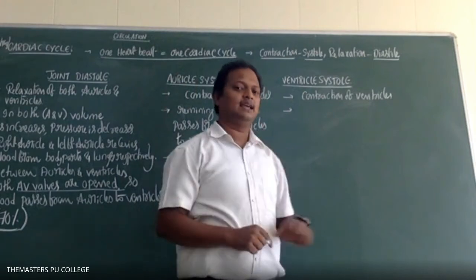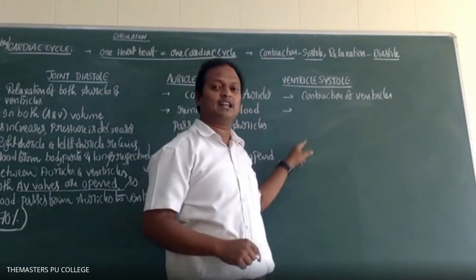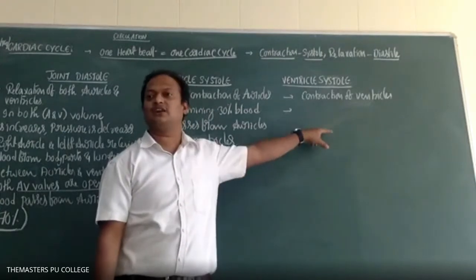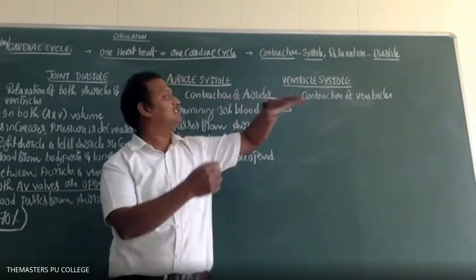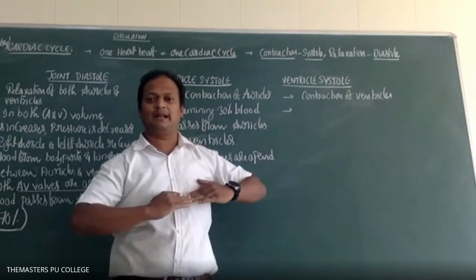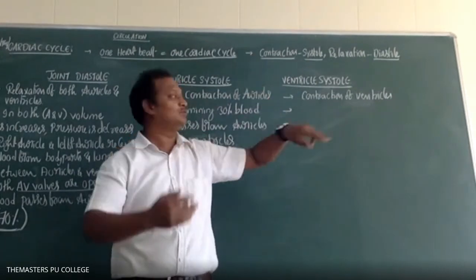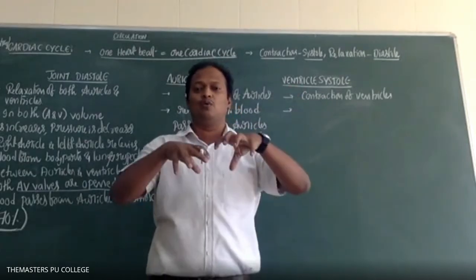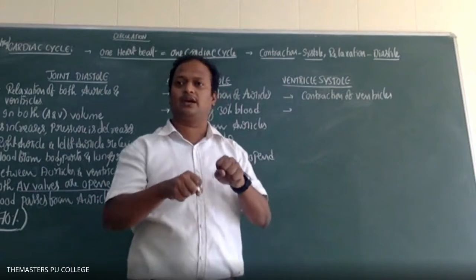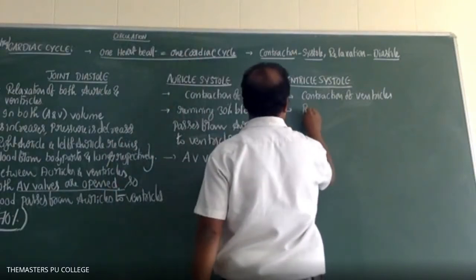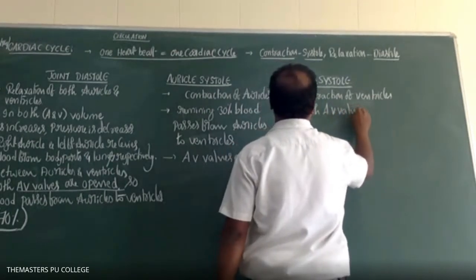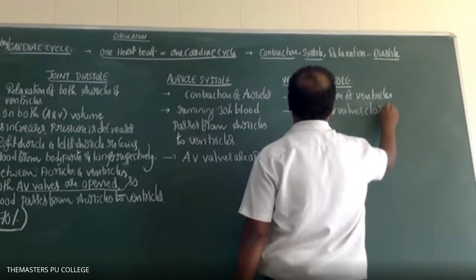In this case, are both AV valves closed or open? Closed. Very good. AV valves are closed. Why? If AV valves were open in this stage, the blood would pass from ventricles back to auricles also. So only in ventricular systole, both AV valves are closed. Okay, that point will be correct. So both the AV valves closed.